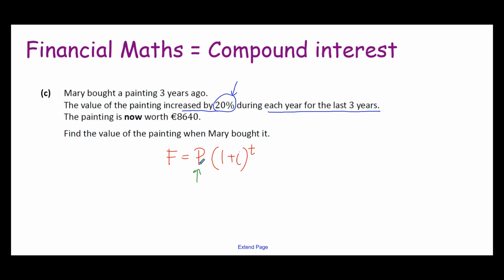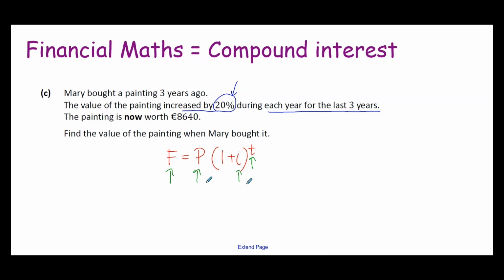So P means the present value or the beginning value. F is the future value, the new value, the forward value, however you want to look at it, that makes sense to you. I is the interest rate and T is time. And that is all in your tables.